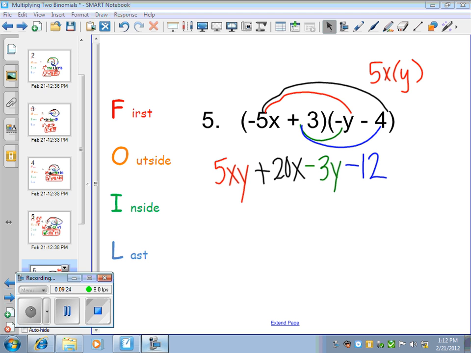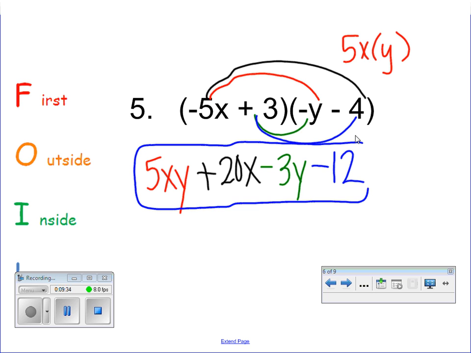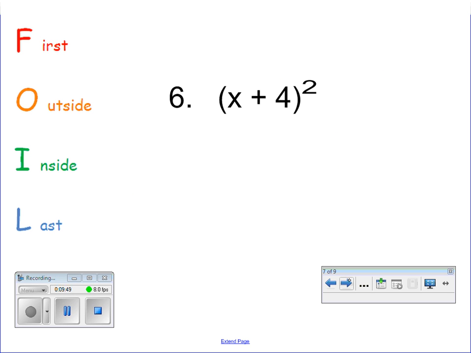Okay, so I'm now looking to see for my like terms. I don't see anything that I can combine here. Nothing in this is similar to another term. There are no like terms. That just means I am finished. I cannot add a 20x and a negative 3y. They do not have the same variable, so I cannot combine those. You are finished. Okay, next example.